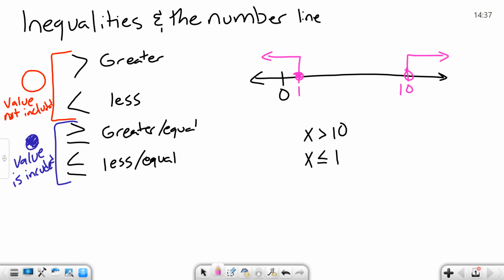So we can either have the arrows pointing out and away from each other, like we see here. We could have them pointing towards each other and connecting, like we saw in that previous example with t.